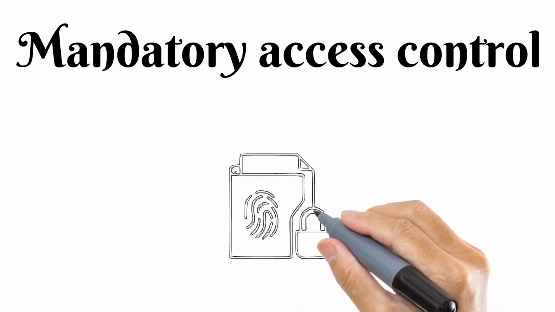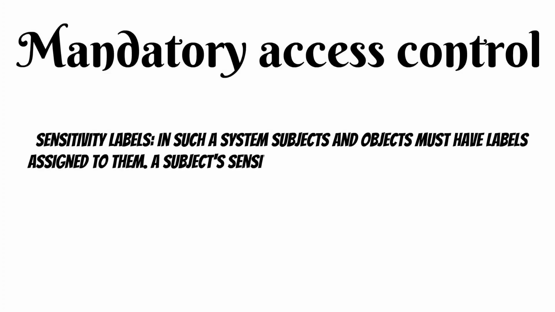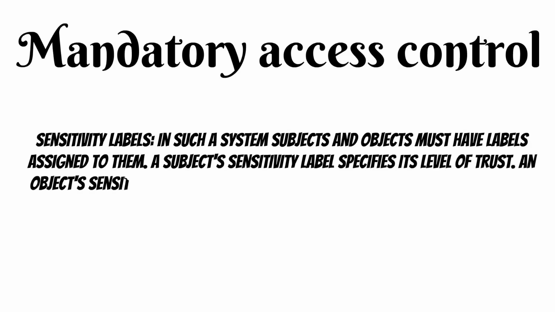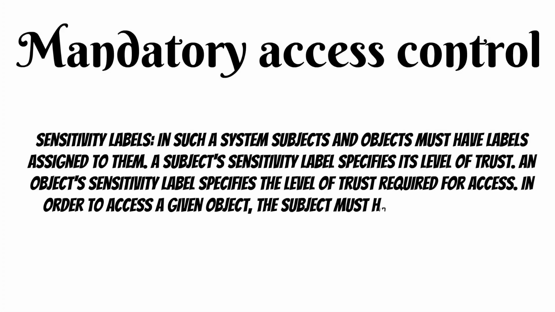Sensitivity labels. In such a system, subjects and objects must have labels assigned to them. A subject's sensitivity label specifies its level of trust. An object's sensitivity label specifies the level of trust required for access. In order to access a given object, the subject must have a sensitivity level equal to or higher than the requested object.